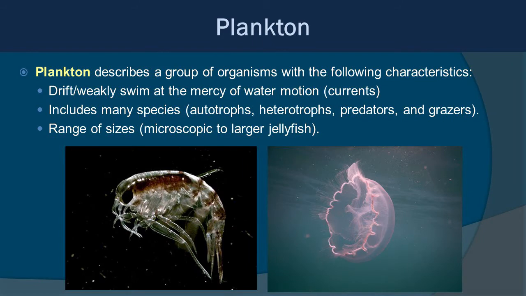Now this is in contrast to the term plankton, which describes a group of organisms with the following characteristics. They drift or weakly swim at the mercy of water motion and currents, which means essentially they can't really dictate where they move to a large degree. They can only weakly swim around, that's it. This includes many species of autotrophs, heterotrophs, predators, and grazers. So just because they're small doesn't mean they're limited to one particular role.